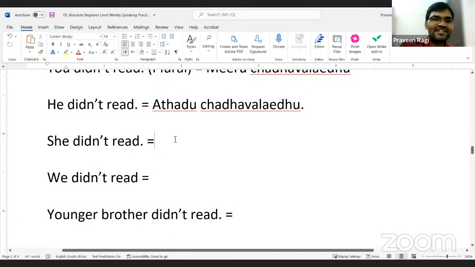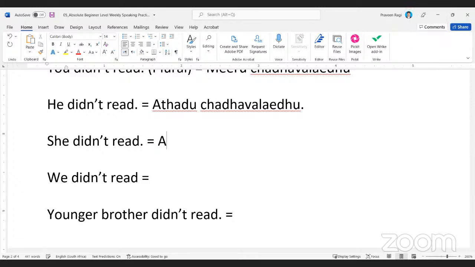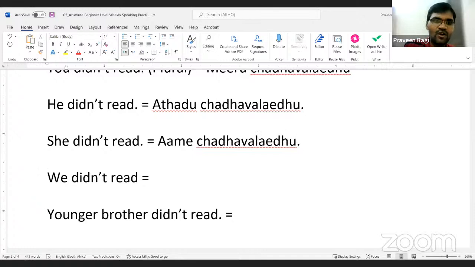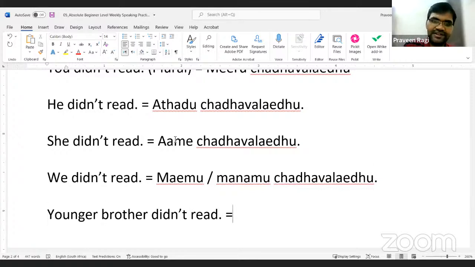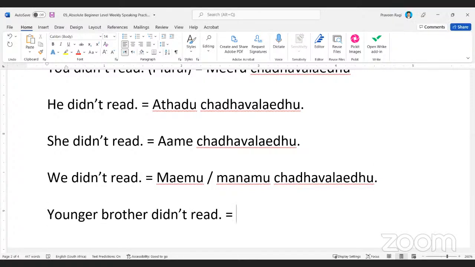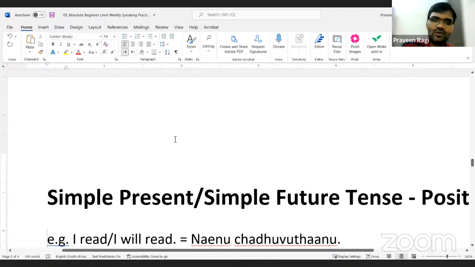Okay, next one is she didn't read. Ame chadavaledu. Yes. We didn't read. Memu or manamu chadavaledu. Younger brother didn't read. Tammudu chadavaledu. Yes. Let's go to the next category.